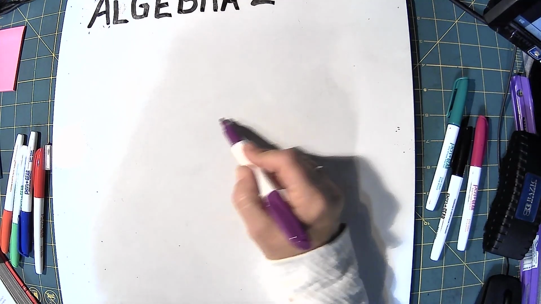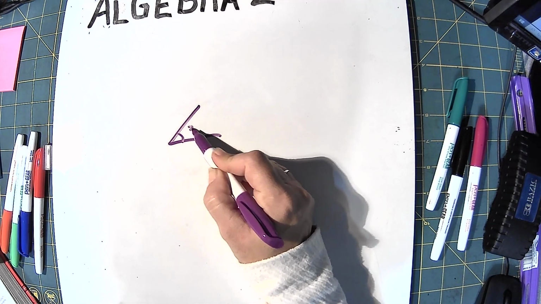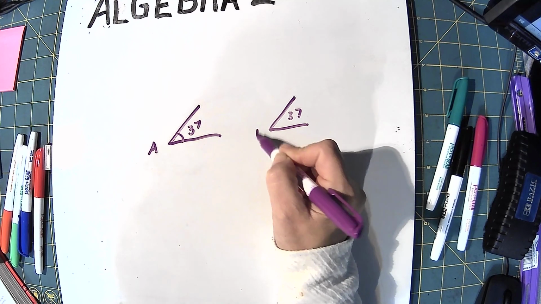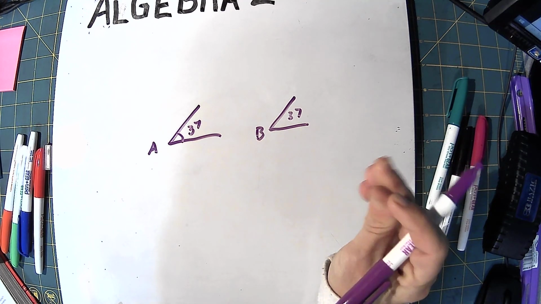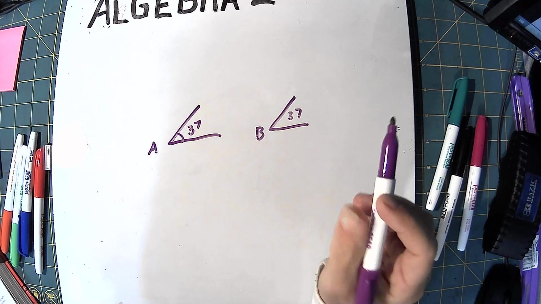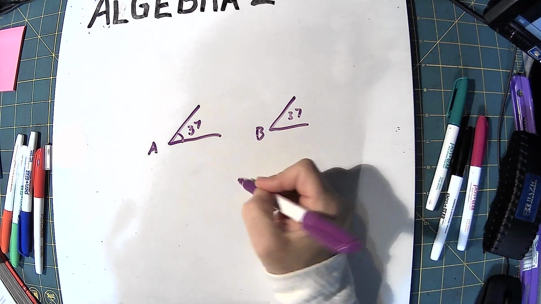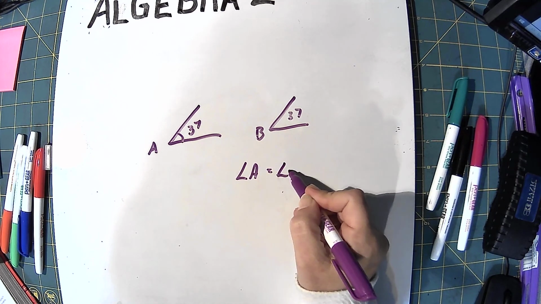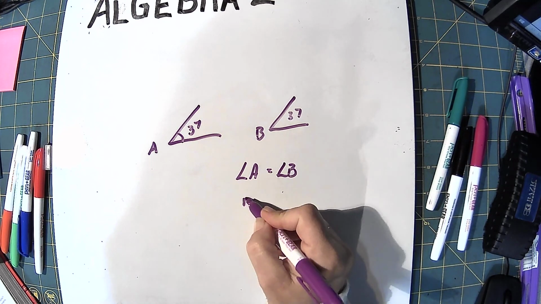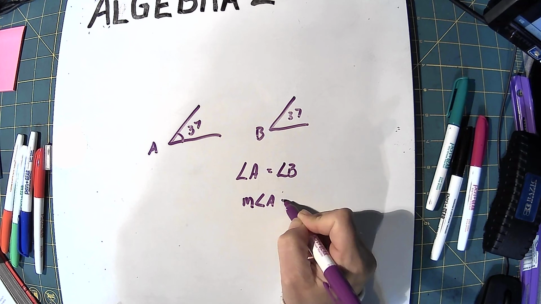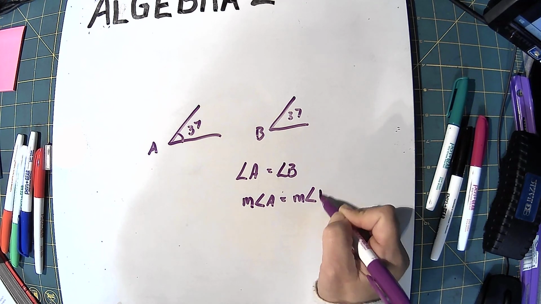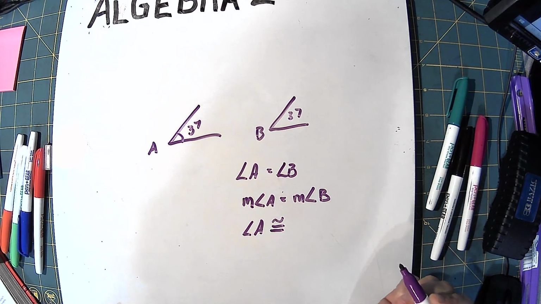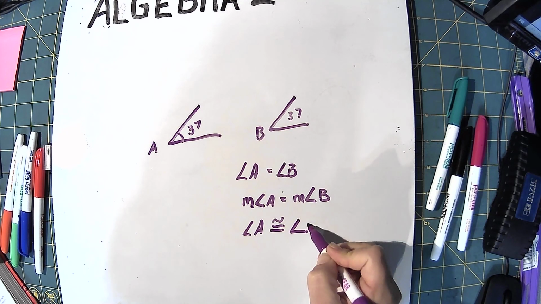Same thing with angles. So let's say that we have an angle and it's 37 degrees, and we have another angle and it's 37 degrees, and this is angle A and this is angle B. We can say that these two angles are congruent. So we could write them as angle A equals angle B. We could also write the measure of angle A equals the measure of angle B. Or you could write angle A is congruent to angle B. Okay, so that's what congruent looks like.